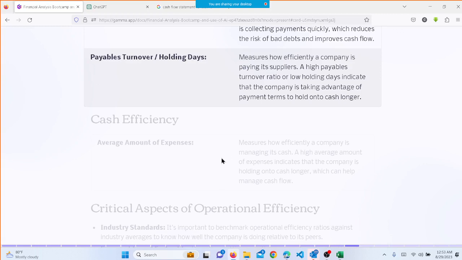If it's more than the industry benchmark, there are different repercussions. If it's lower than the industry benchmark, that means you are not able to take advantage of the credit facility, or you may be taking advantage of cash discounts if they're available. So it can be a positive thing, can be a negative thing, depending on the circumstances.